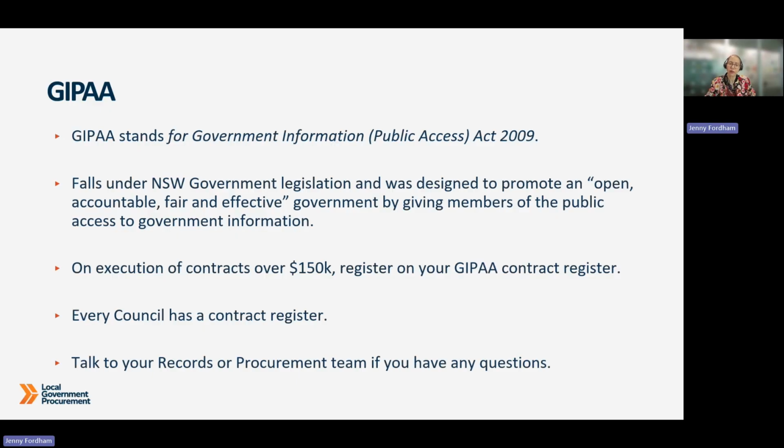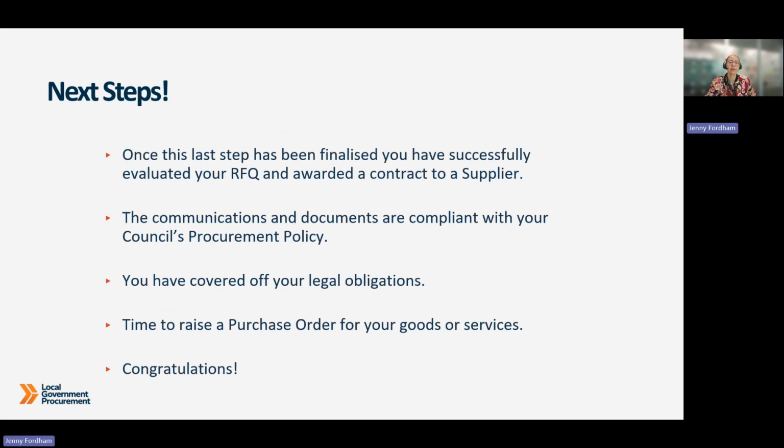On execution of contracts over $150,000, register on your GIPA contract register. Every council has a contract register. Talk to your records of procurement team if you have any questions.